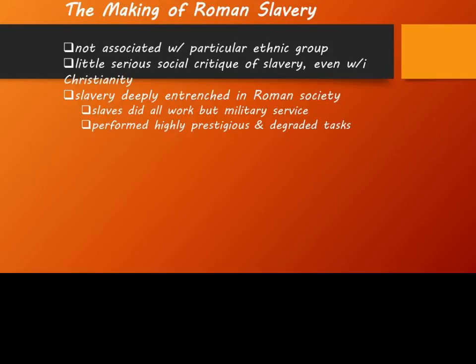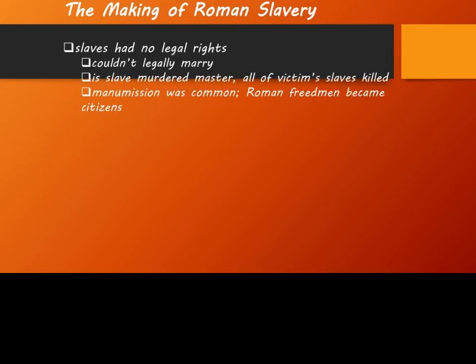So slaves did have all sorts of work except military service. Slaves were not allowed in the military, and they performed highly prestigious and even degrading tasks. And in Rome, slaves had no legal rights. They could not marry legally. If a slave murdered his master, all of the victim's slaves were killed. And manumission was common. Roman freedmen even became citizens. Now, manumission is the act of a slave owner freeing his or her slaves.